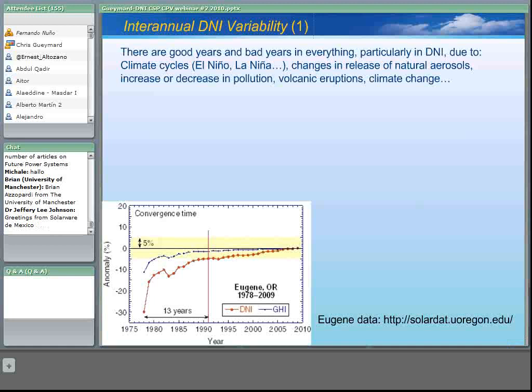And this is due to different things like climate cycles, El Niño, La Niña, changes in release of natural aerosols, that includes, of course, volcanic eruptions, the increase or decrease in pollution, and longer term climate change itself.